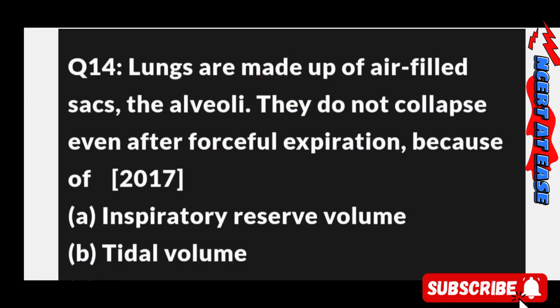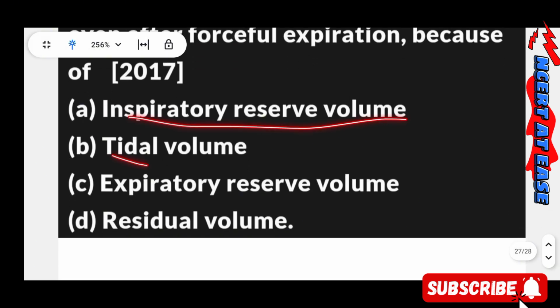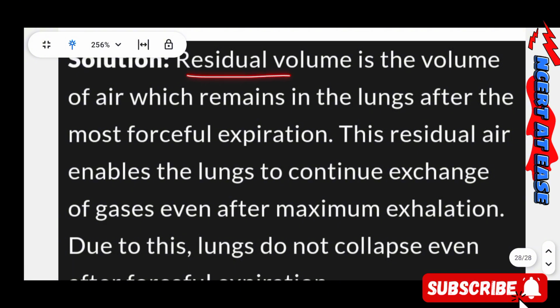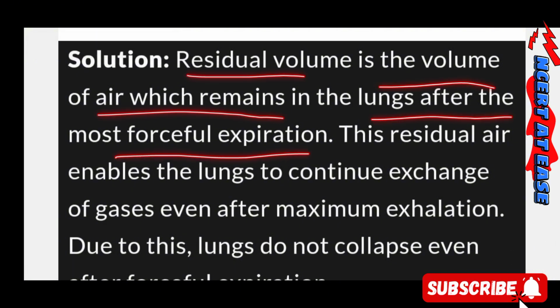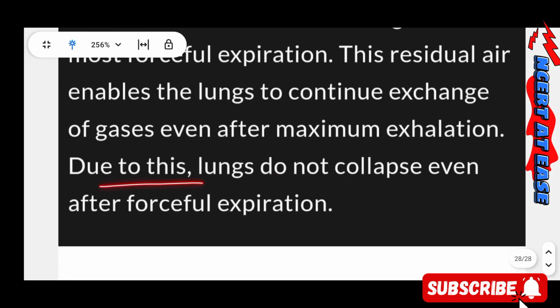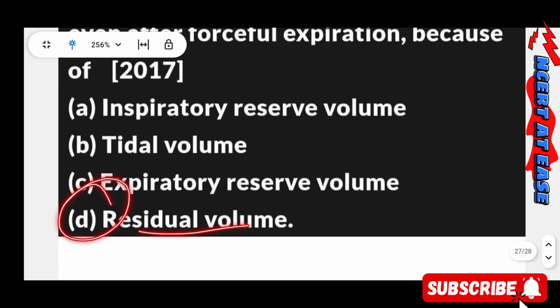Lungs are made up of air-filled sacs, the alveoli. They do not collapse even after forcible expiration because of inspiratory reserve volume, tidal volume, expiratory reserve volume, residual volume. Residual volume is the volume of air which remains in the lungs after the most forcible expiration. This residual air enables the lung to continue exchange of gas even after maximum exhalation. Due to this, lungs do not collapse even after forcible expiration. Option D, residual volume.